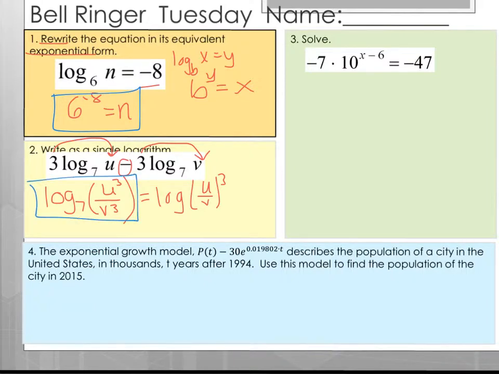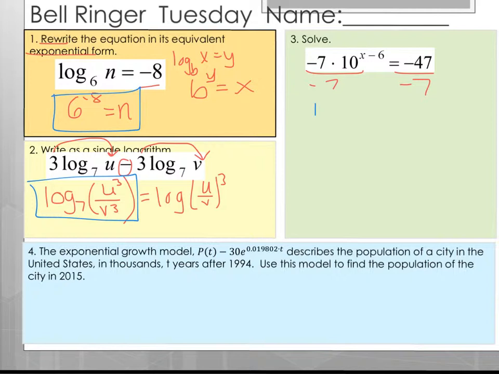Now in number 3, they want us to solve that exponential equation. The first thing that you want to do when you're solving an exponential equation is to make sure that the base is isolated before we go trying to take the log of both sides. So I want to get rid of that -7 that's multiplying my base of 10. So I'm going to do the inverse operation, which would be to divide by -7.